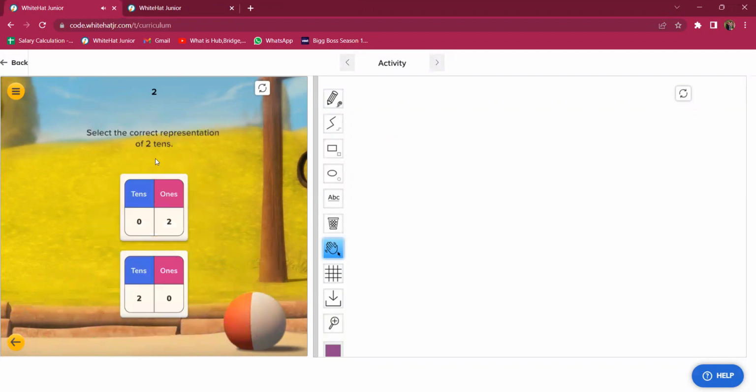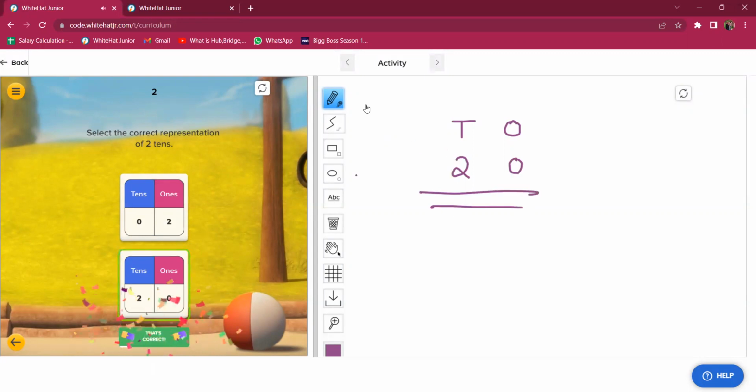Select the correct representation of 2 tens. So they are saying 2 tens, okay? So this is at the 10 space and this is at the 1 space. So 2 tens means 2 will come here. There's nothing at the 1 space. So 2 and 0, 20. So we click on this option, check our answer and go to the next question.